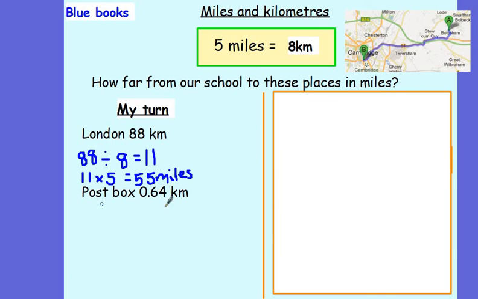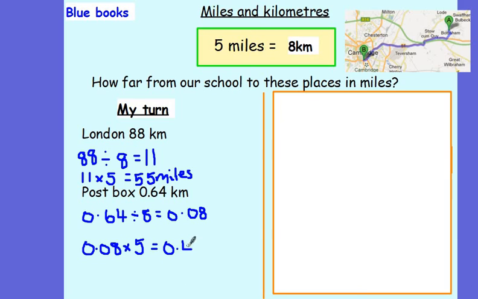I've got another example. The post box is 0.64 kilometres away. My first step is to divide it by 8, which gives me 0.08. Then multiply by the number of miles. 0.08 times 5 gives me 0.4 miles.